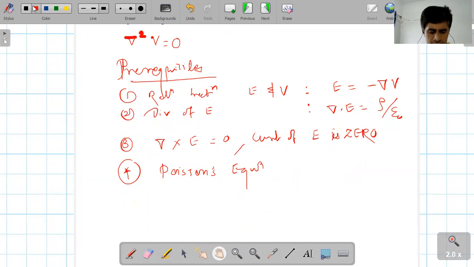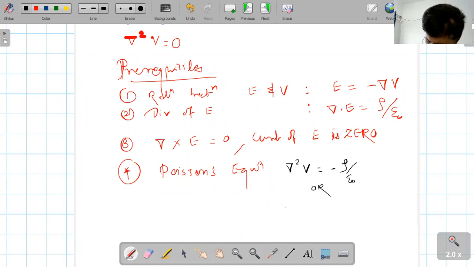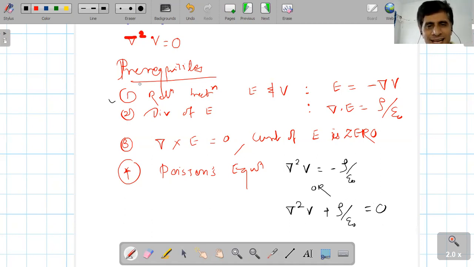I will use a different color so you can easily differentiate. Poisson's equation is, dear student, del square V is equal to minus rho upon epsilon 0. Means to derive the Laplace equation, you should know all these points. One, the relation between E and V. Two, the divergence of E. Third, curl of E and Poisson's equation. And based on this, you can state or derive the Laplace equation.